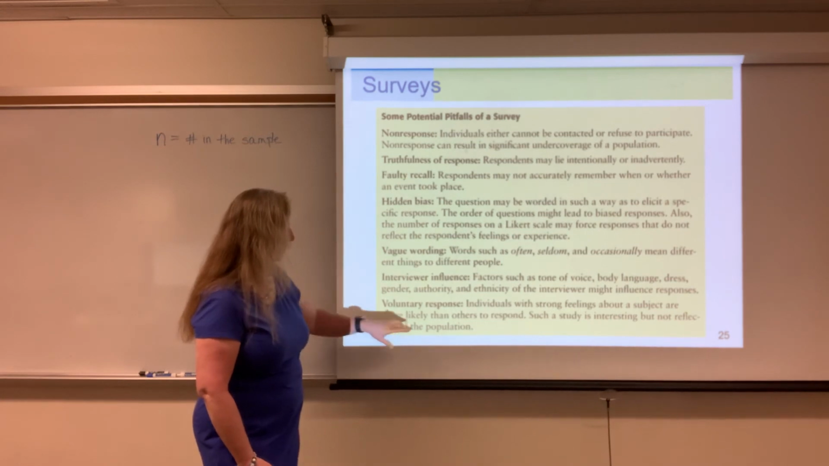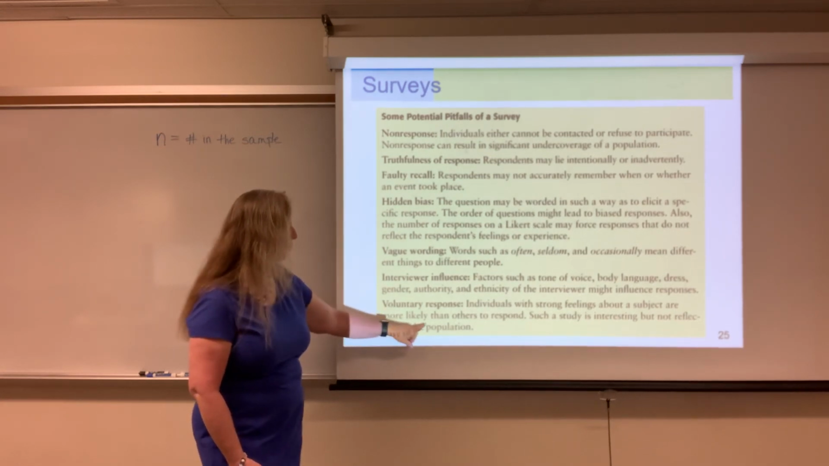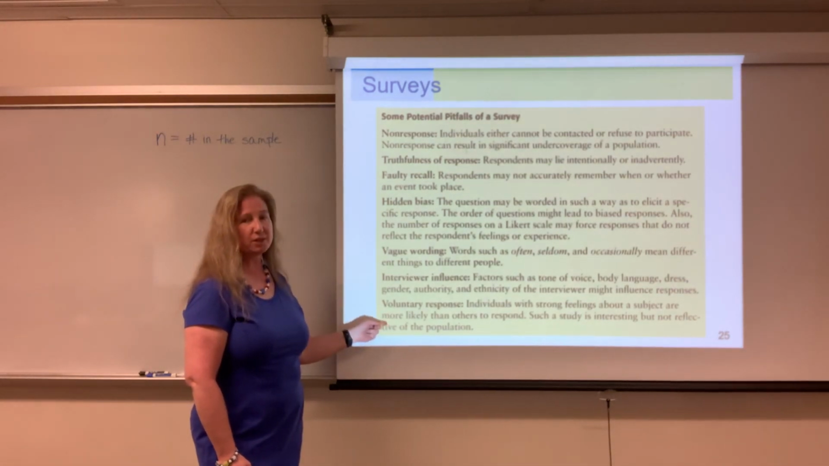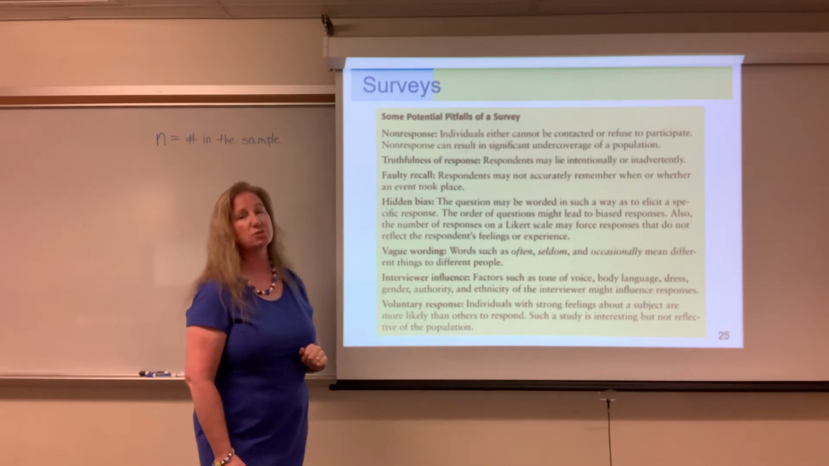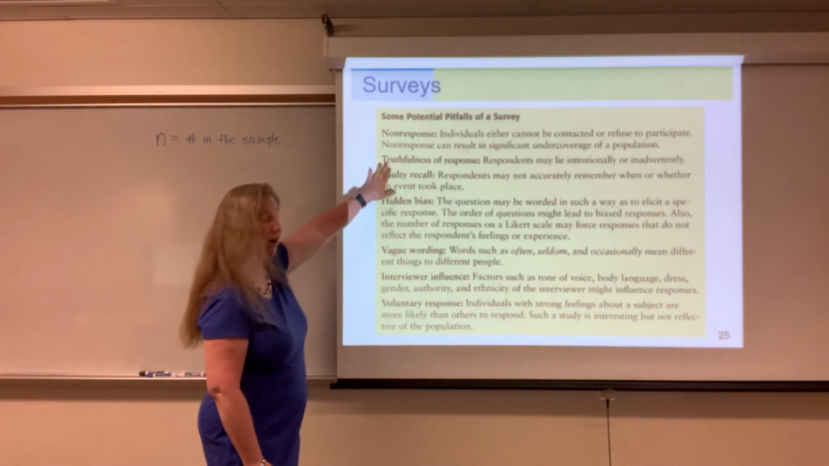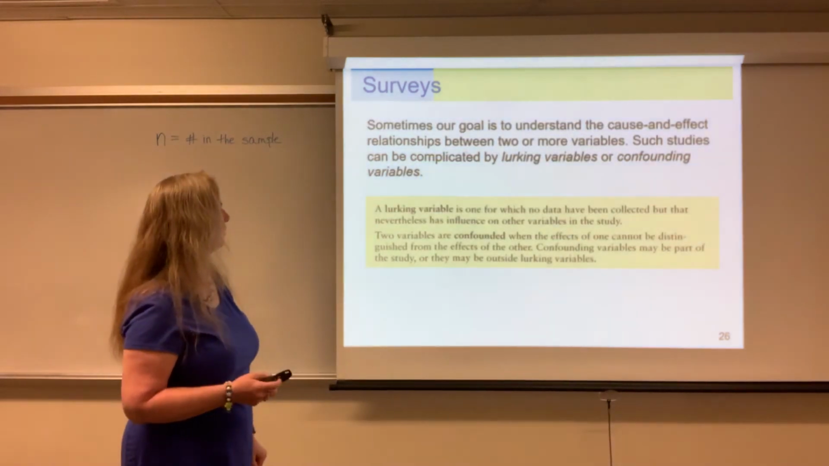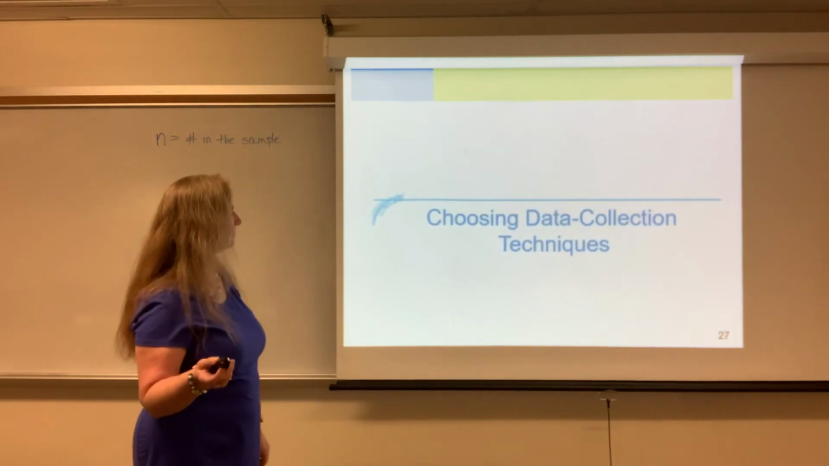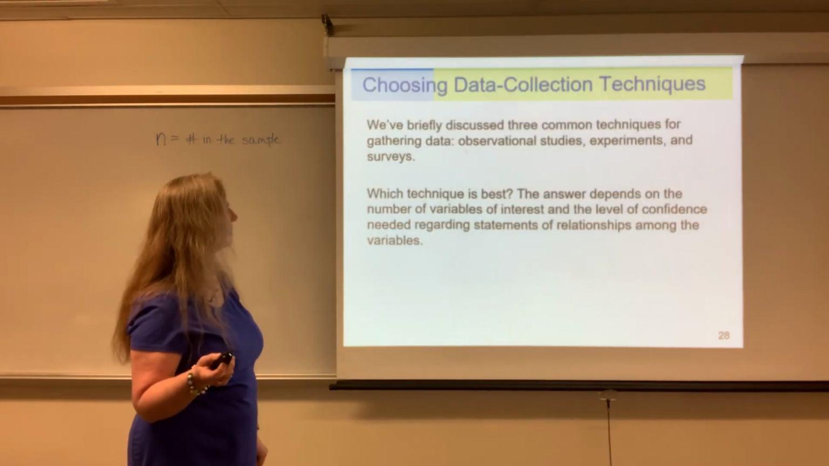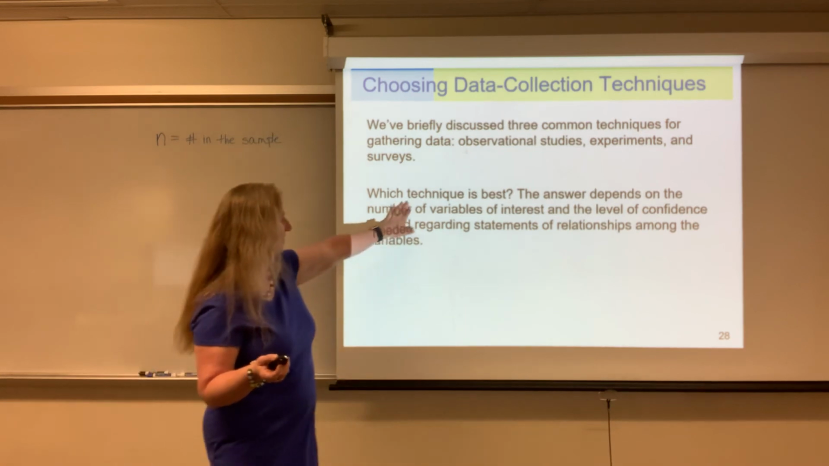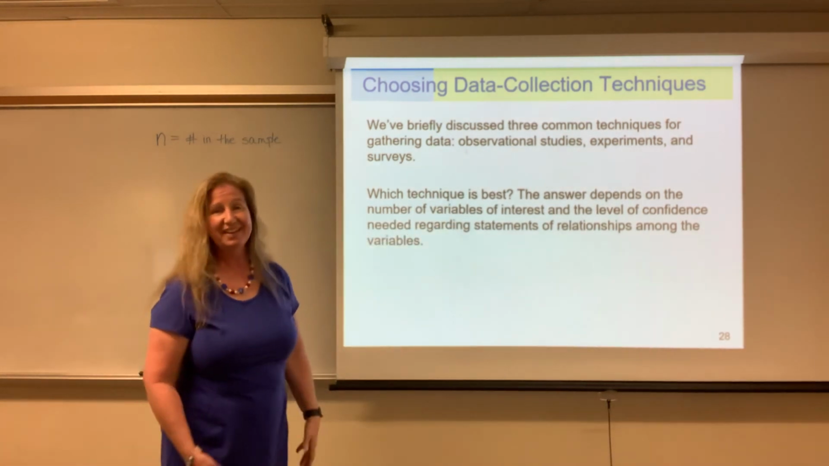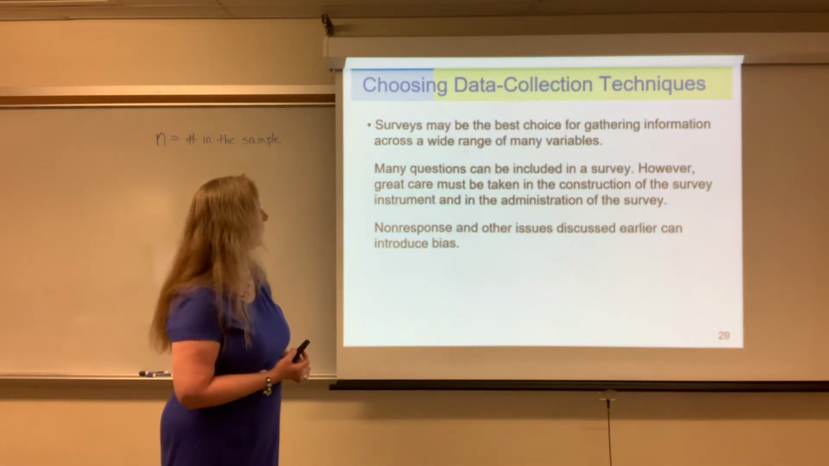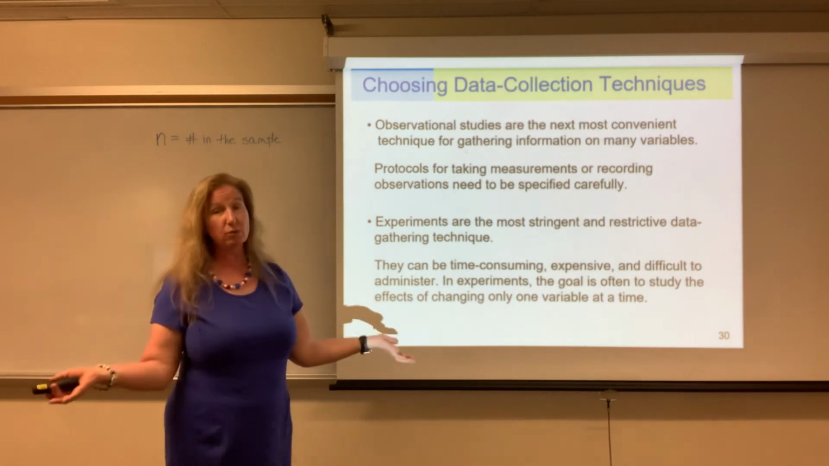Voluntary responses. Individuals with strong feelings about a subject are more likely than others to respond. If you have a complaint, you're much more likely to fill out a survey than if you just want to give a compliment. So all these things can make surveys very, very tricky, honestly. So there's lurking variables, confounding, data collection techniques. We've talked about some. What is best? Well, it depends, right? Again, look at other studies that are similar. Do a short study and see what happens. Surveys might be the only way to do it, okay?